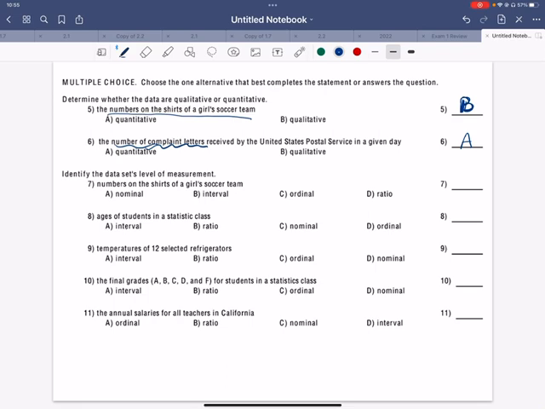Level of measurement. Number 7, we went through that already. It should be nominal because, come on, it's a shirt number, right? Number 8, age should be ratio. Temperature will be interval. Final grade will be ordinal. Annual salary will also be ratio. So here we have age and money.